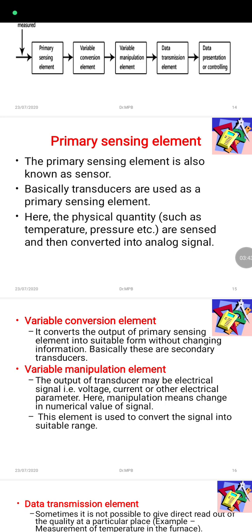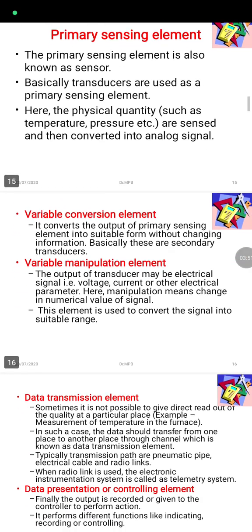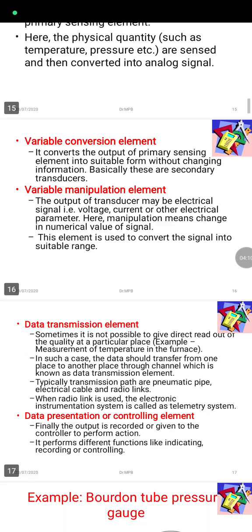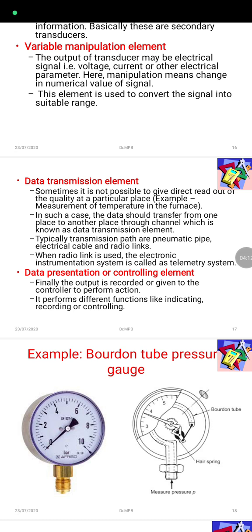Variable conversion element is used to convert the output of primary sensing element into a suitable form without changing the information. These are called secondary transducers. Third one is variable manipulation element. The output of transducer may be an electrical signal, for example voltage, current or other electrical parameters. Here manipulation means change in numerical value of the signal. This element is used to convert the signal into a suitable range.